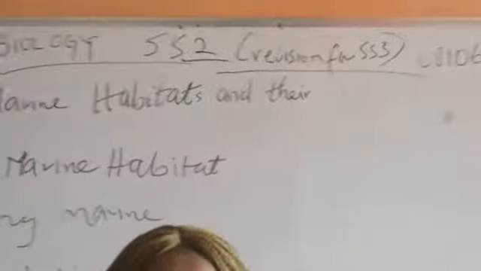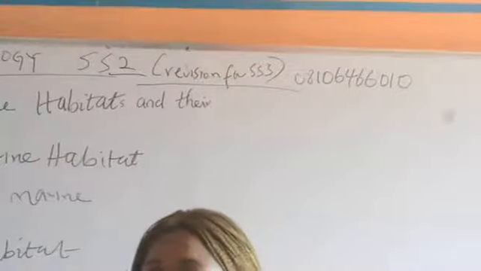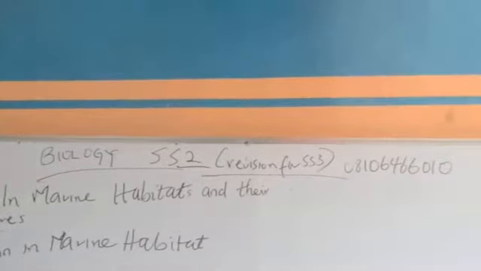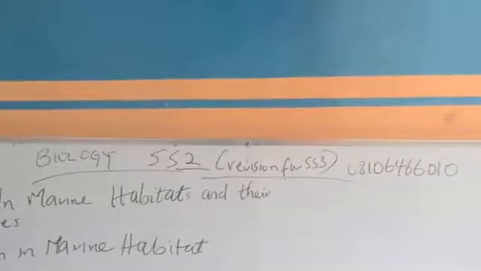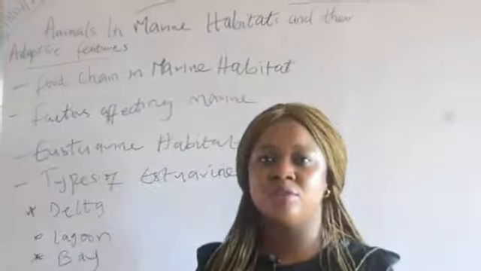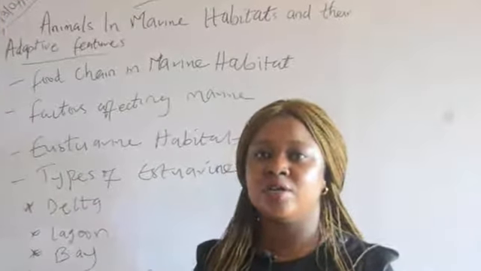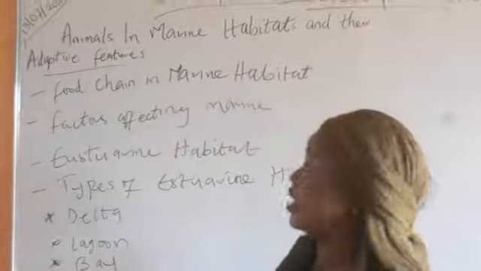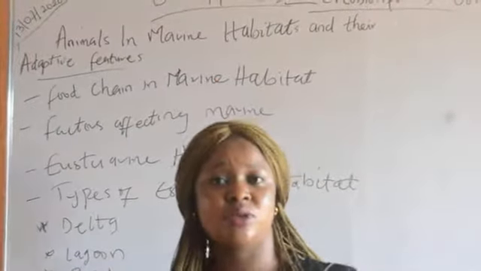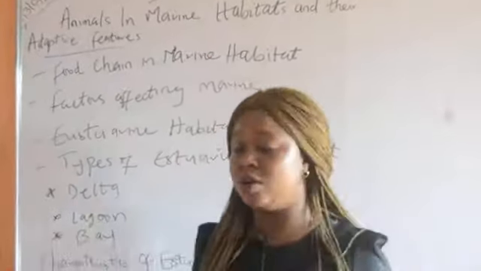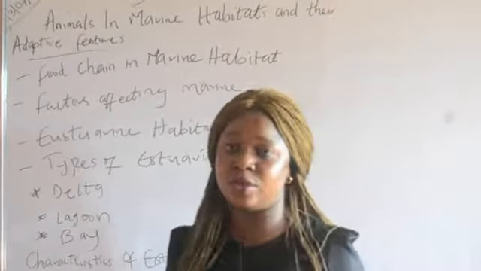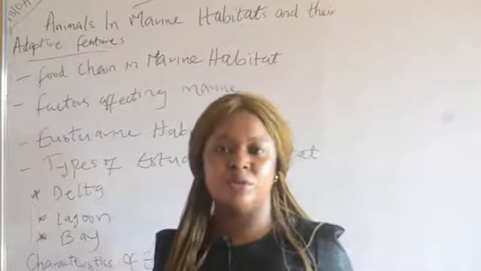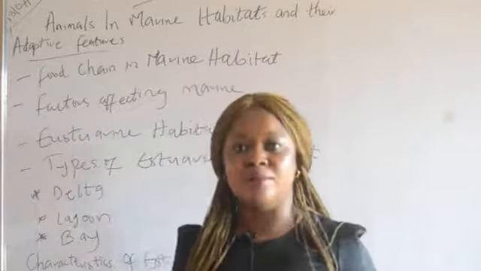Last week we stopped at the marine habitat, the aquatic habitat. We talked about different zones of the marine habitat, and different animals and plants in the marine habitat. Today we'll be talking about animals in the marine habitat and their adaptive features. Last week we talked about the plants. Today we'll talk about the animals that live in the marine habitat, and what makes them adapt to that environment.